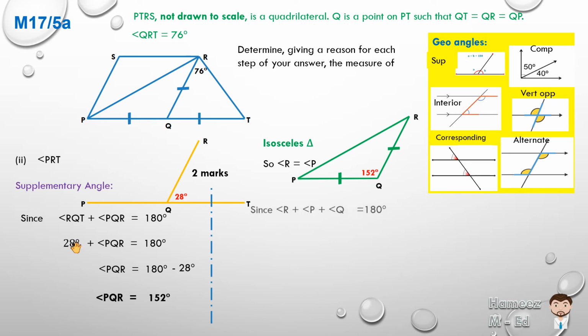So let's write this. Since R plus P plus Q is equal to 180 degrees, remember a triangle, when you add up all three angles, it gives you 180. And we know the angle at Q, 152. So R plus 152 is equal to 180 degrees. Why can we replace P by R? Because they're both the same. So you can say R plus R is 2 times R plus 152 is equal to 180.